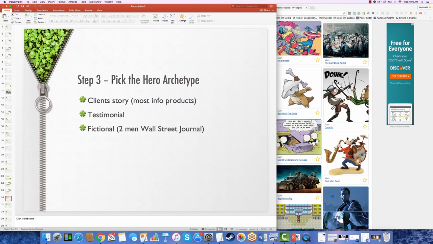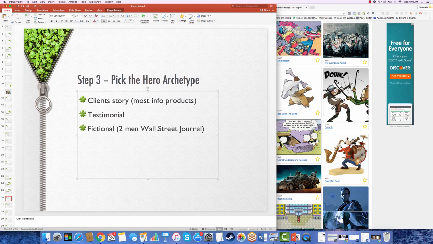Step three, pick the hero's archetype. If you have a client and their story is relevant to the information or the product that they're selling, use the client because it adds more authority to the story when you're talking about the actual creator's story in the product. If the client doesn't have a specific story, you can use a testimonial. And if they don't have a story or a testimonial, you can use a fictional story similar to the two men story for the Wall Street Journal.